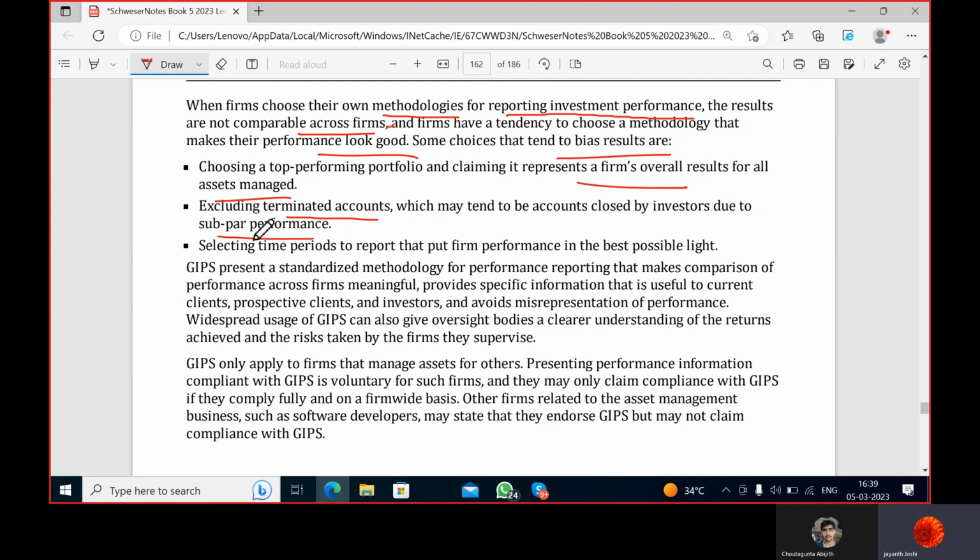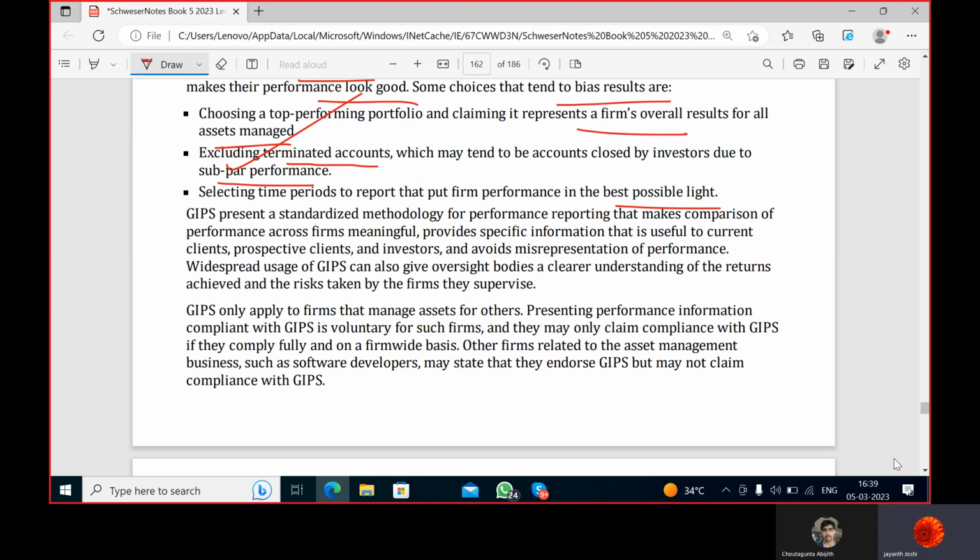Where you have not had a good performance or had below normal performance, you should not remove that. You should show that subpar, below normal performance. Selecting time periods to report that put the firm's performance in the best possible light should not be done.